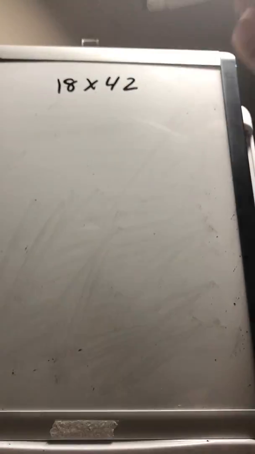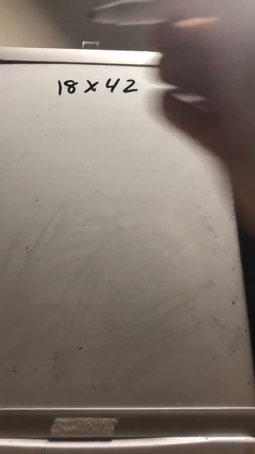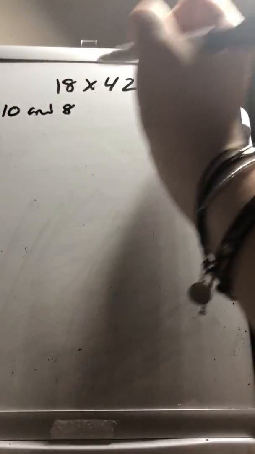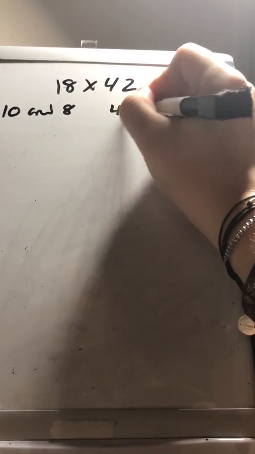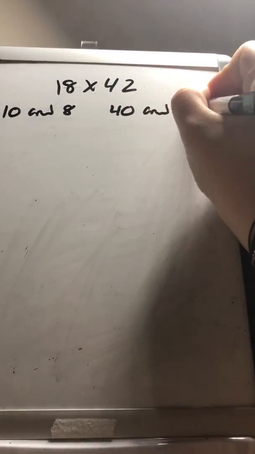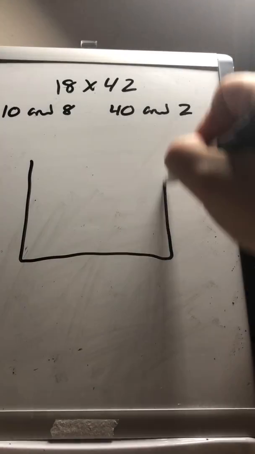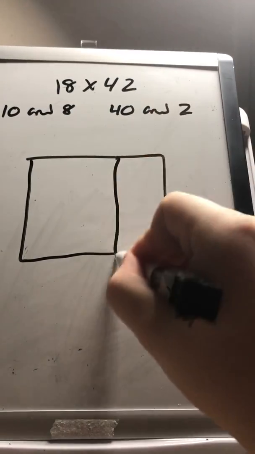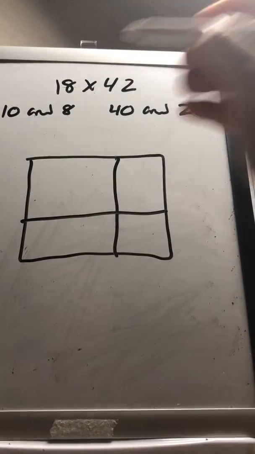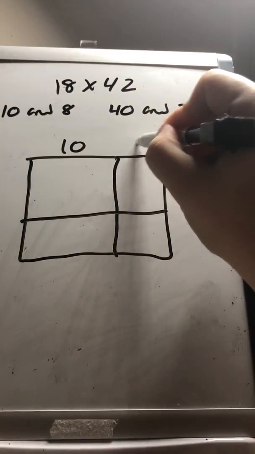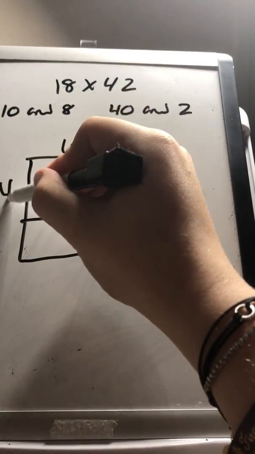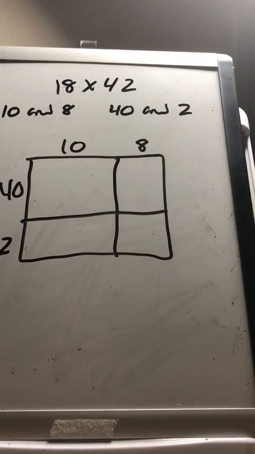2 numbers for 18, 2 numbers for 42. So 18 is going to be a 10 and an 8. And then 42 is going to be a 40 and a 2. Very simple. Now that we have our numbers broken up again, we can go ahead and draw our box. Draw our lines for our box, and then we can start filling in the outside of our box. So we're going to have 10 and 8 on top, and then over on the side we're going to write our 40 and our 2.